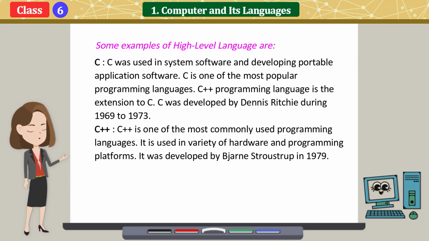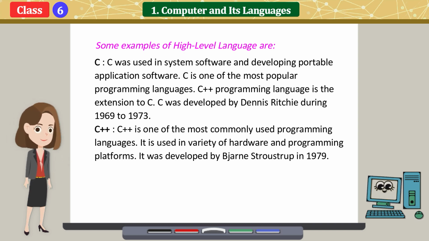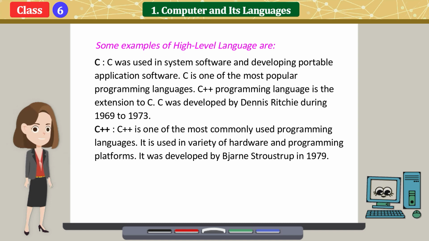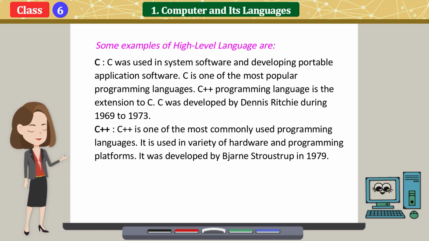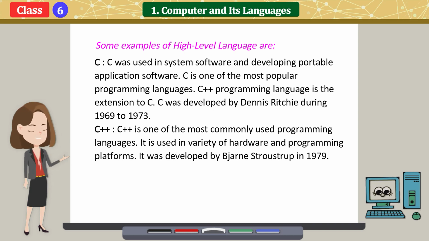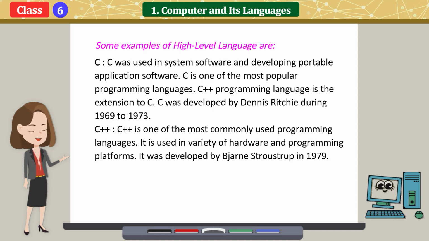C. C was used in system software and developing portable application software. C is one of the most popular programming languages. C++ programming language is the extension to C. C was developed by Dennis Ritchie during 1969 to 1973. C++. C++ is one of the most commonly used programming languages. It is used in variety of hardware and programming platforms. It was developed by Bjarne Stroustrup in 1979.